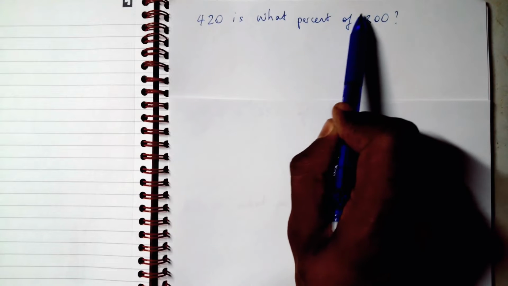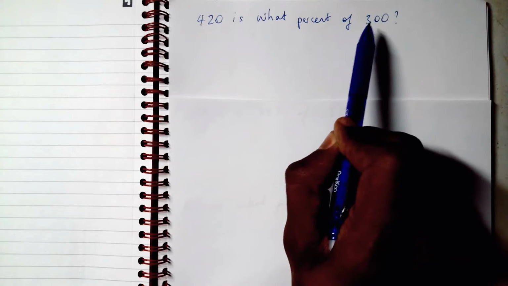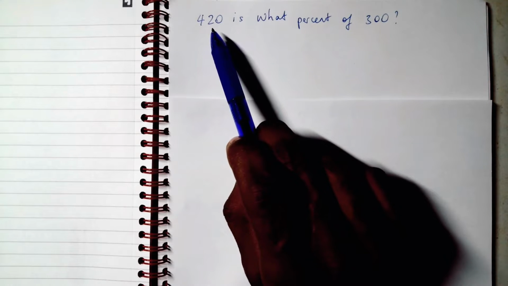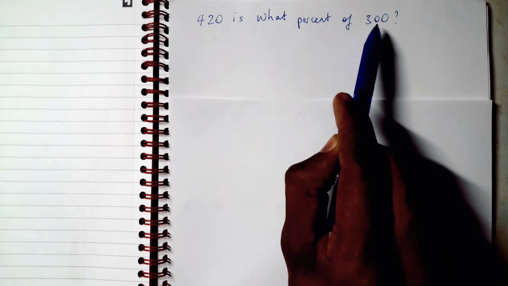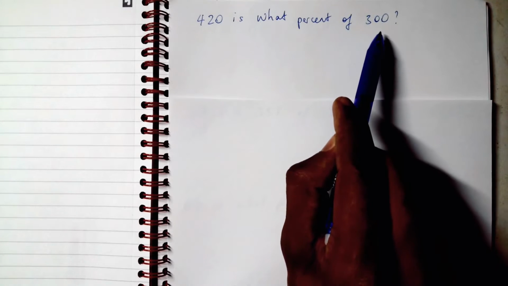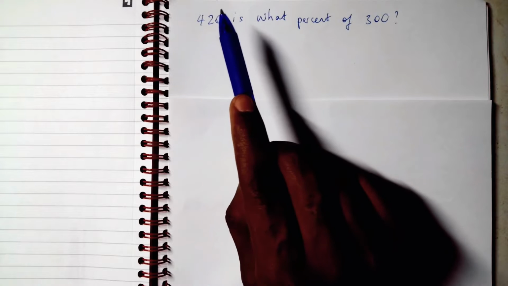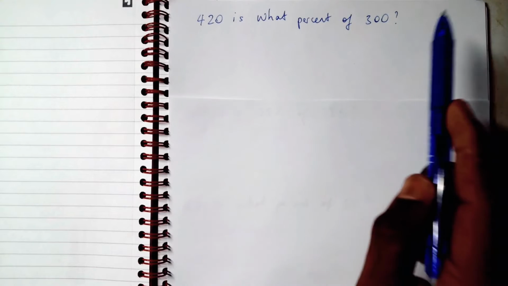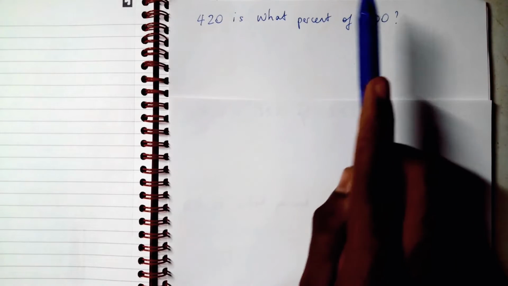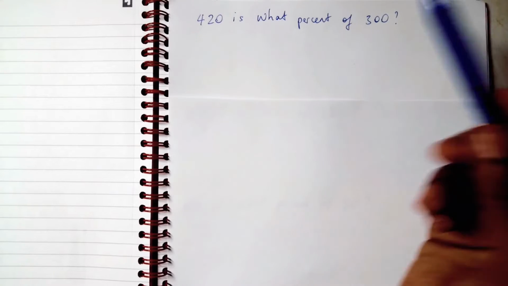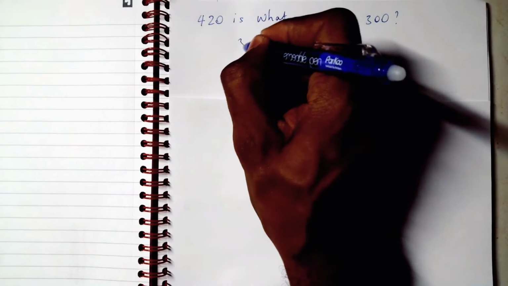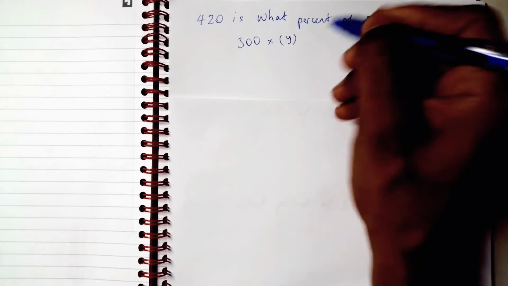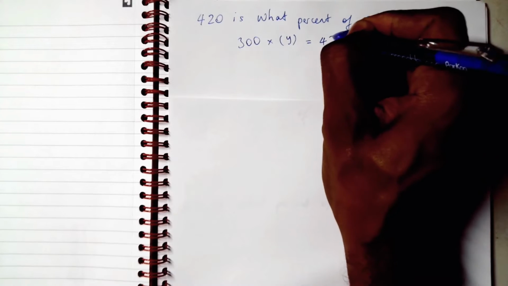So 300 is the number we want to find the percent of, and 420 is the result. We're missing the actual percentage. I need you to know that this is the number we're finding the percentage of, and this is the result. So let's write it up. We're going to say 300 multiplied by some percentage, y, we don't know it yet, is equal to 420.